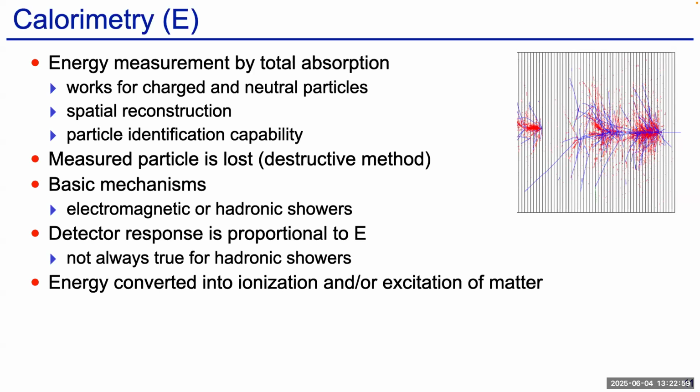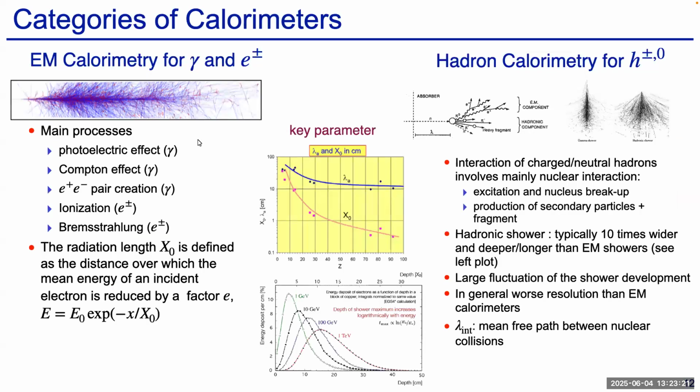We distinguish between electromagnetic and hadronic calorimetry. And typically, the detector response is proportional to the energy. This is not always true for hadronic showers, but it's roughly so. And the energy of the particle is, of course, converted into ionization and excitation of matter. And that is what you're trying to measure. So let's talk about electromagnetic calorimetry. Here's a picture of a shower from a simulation.